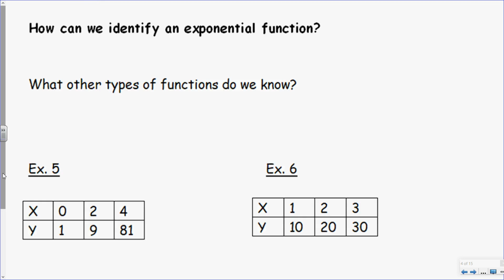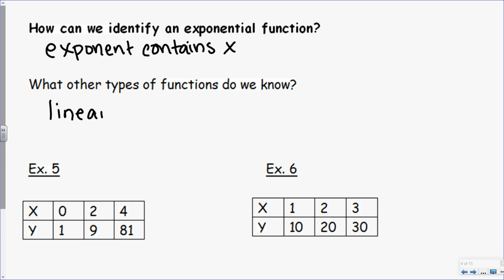So how can we identify an exponential function? So looking at it, the exponent contains your x. If you're looking at a graph, it is a curved line to start with. What other types of functions do we know? So up until this point, we've only talked about one other type, and that is linear. So linears have straight lines. Exponentials is when my y is increasing faster than my x. So it is going to look like this.